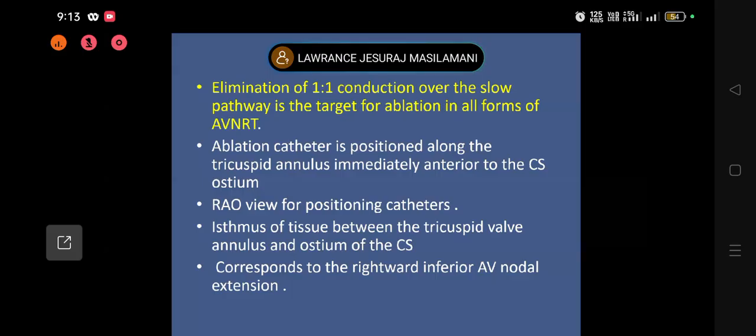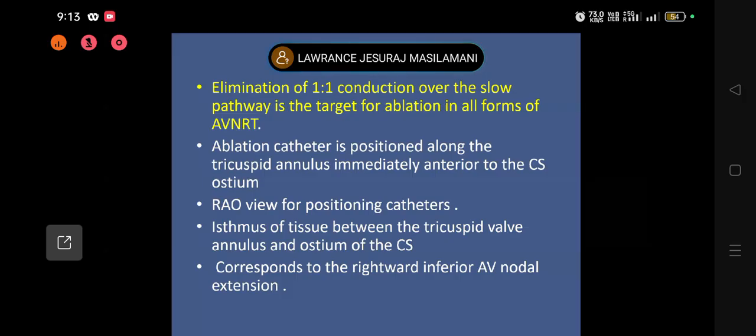But most of the patients have one slow pathway conduction, and the moment you do a slow pathway modification or ablation, you tend to see stoppage of this one-to-one conduction over the slow pathway area. One important thing is your ablation catheter is positioned along the tricuspid, immediately anterior to the CS ostium. You position your ablation catheter, go deep inside the RV, and pull it with a little clockwise movement so that you come before the CS ostium.